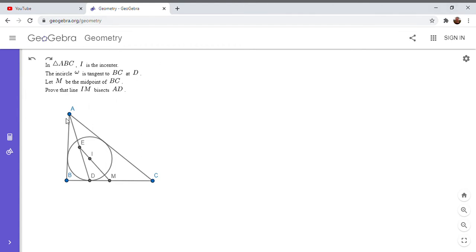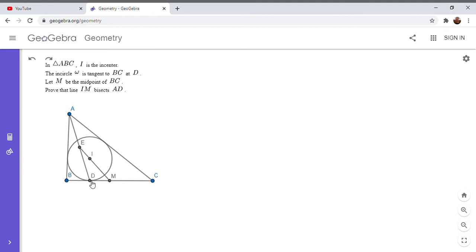So we have a triangle ABC, I is the incenter, the incircle is tangent to BC at point D, M is the midpoint of BC, and we want to show that the line IM bisects AD. This is a pretty simple starting configuration, but surprisingly it's not that easy of a problem. So we want to show IM bisects AD.